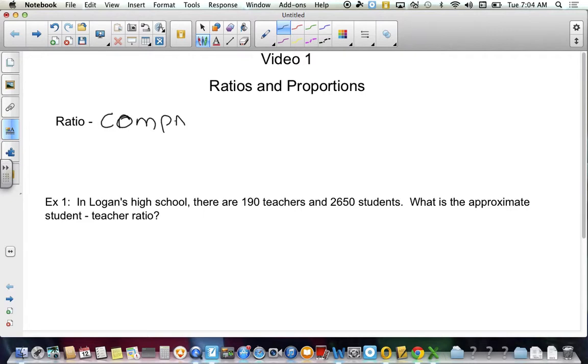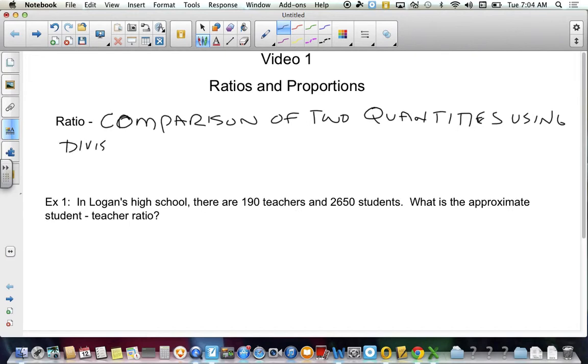So it's a comparison of two quantities using division. Okay, so we're going to compare two things. We're making a fraction, basically. All right, so look at the example here.